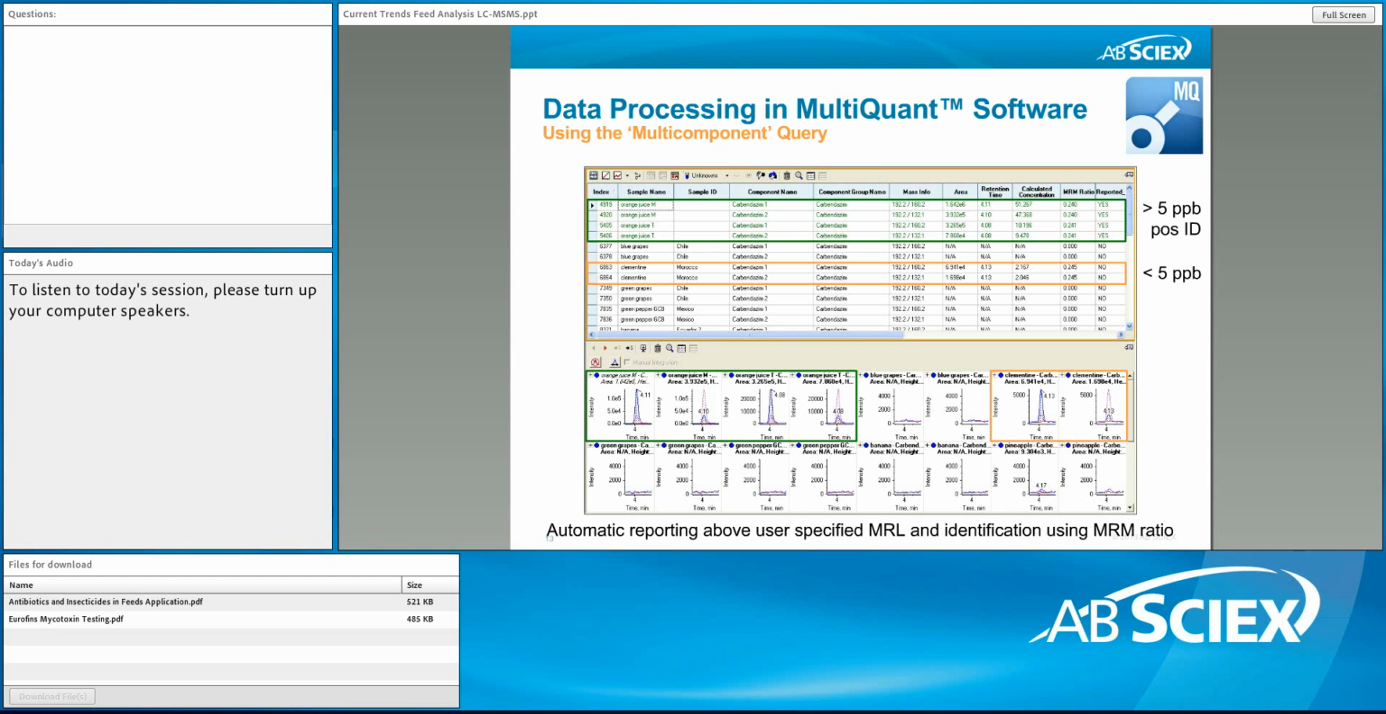They're highlighted in green. And the software automatically calculated the ratio of our quantifier and qualifier MRM and compared that ratio to our standard injection. And then we applied tolerance levels, and the software was highlighting that the MRM ratio confirmation was positive. And for that reason, the finding of carbendazim in these samples had to be reported.